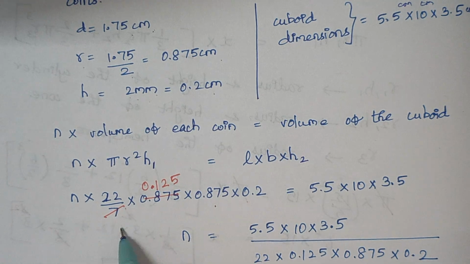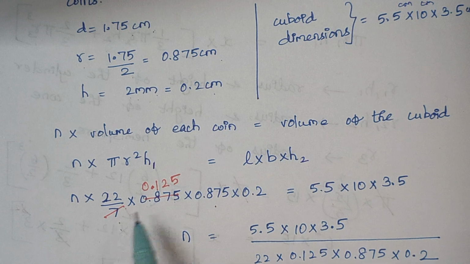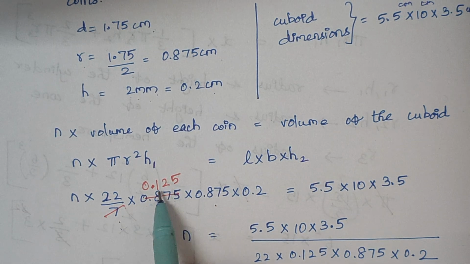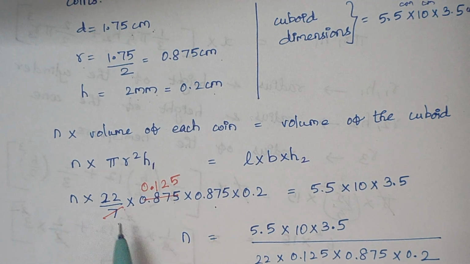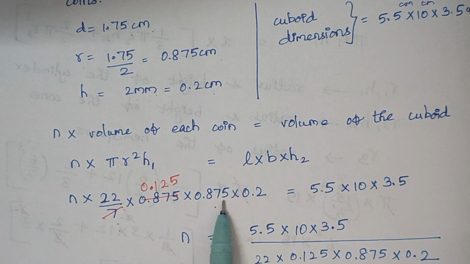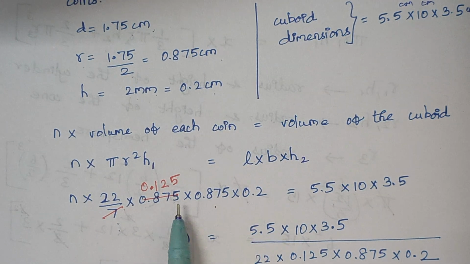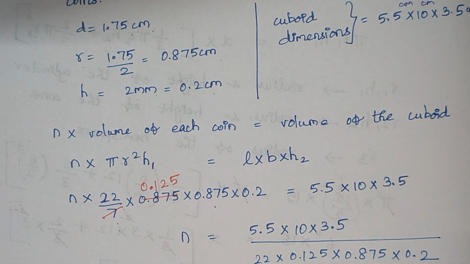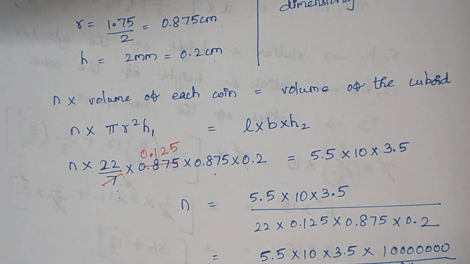Now this 7 and 0.875, we can cancel 875 by 7. So when you cancel, here comes 0.125. Anyway, I need n, so I am moving these terms to the right hand side. Here they are in multiplication, that is the numerator part. So when they move to the right hand side, they occupy the denominator part.